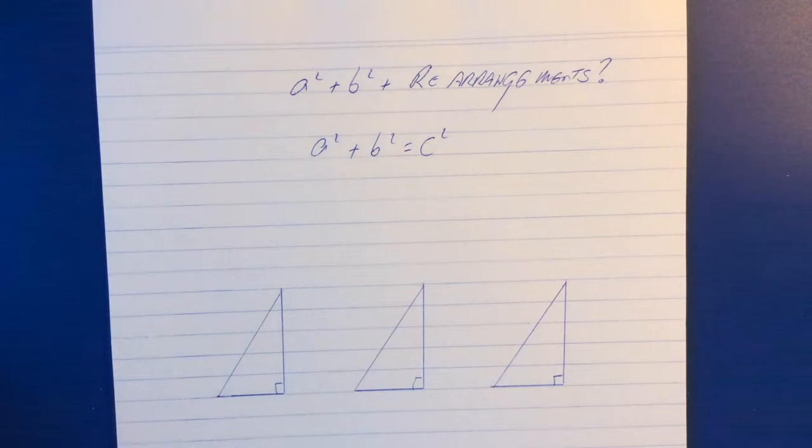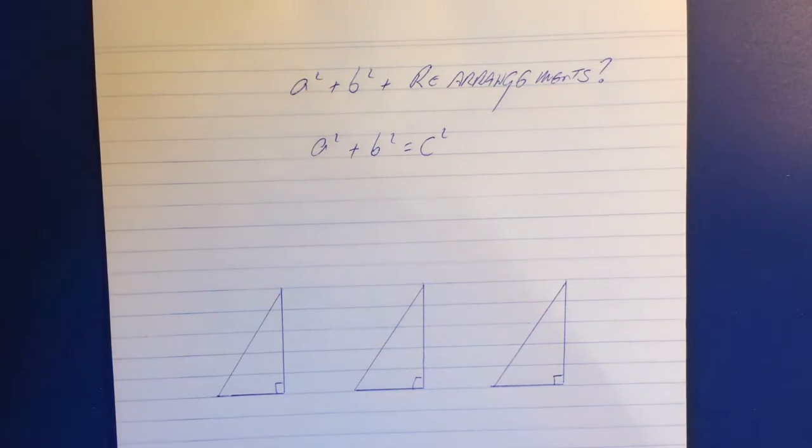Hi, I'm an old guy and I do maths, and the title of this might look a little confusing. A squared plus b squared plus rearrangements, question mark. I get asked a lot of the time why Pythagoras' theorem kind of mutates, why it swaps around.